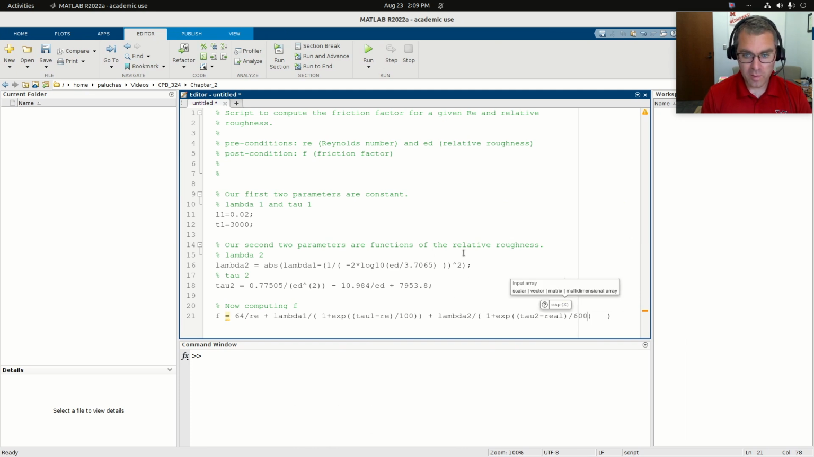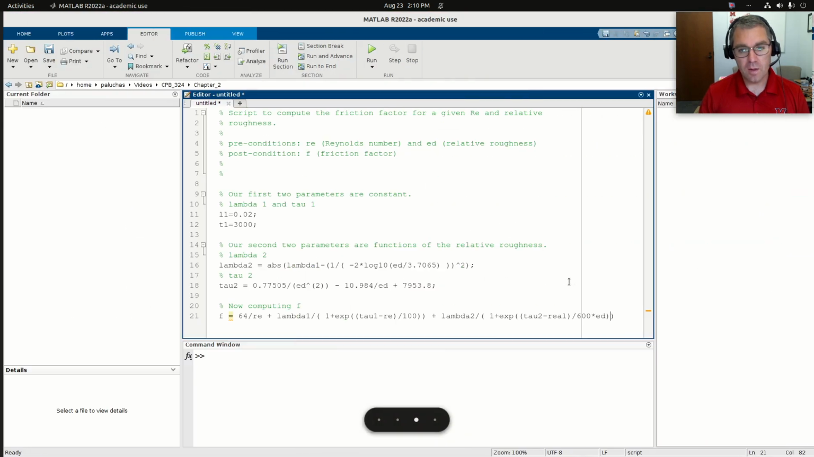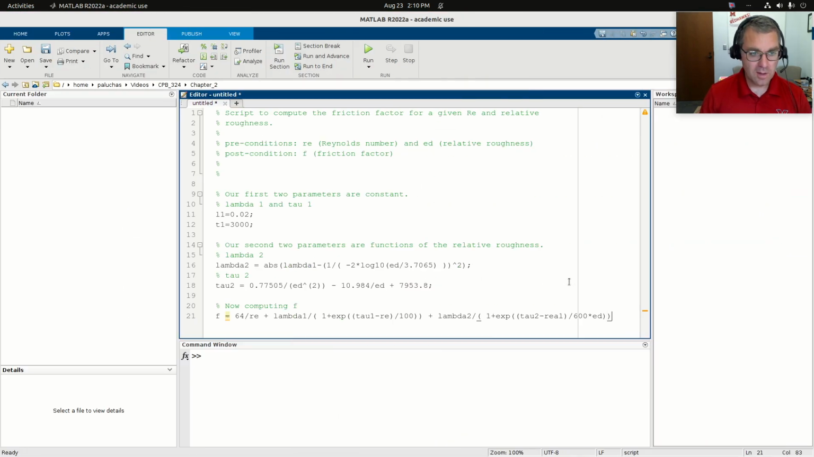And in my order of operations, it should be okay, because it'll take this, divide by 600, and then multiply by my relative roughness. If you wanted extra parentheses to break it up, you could. All right, and that's it.